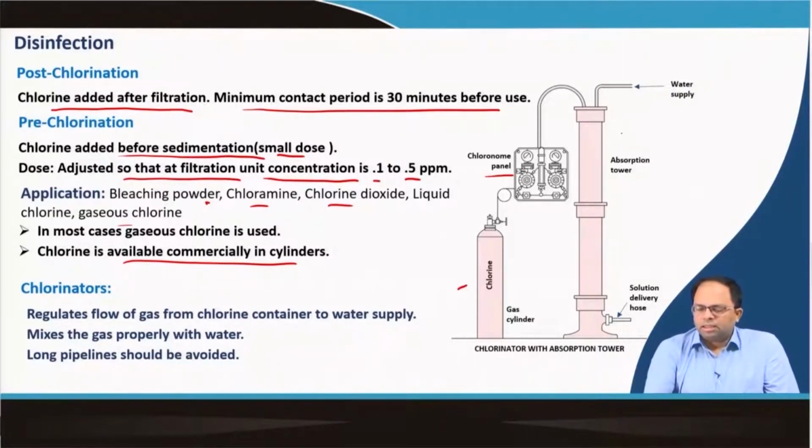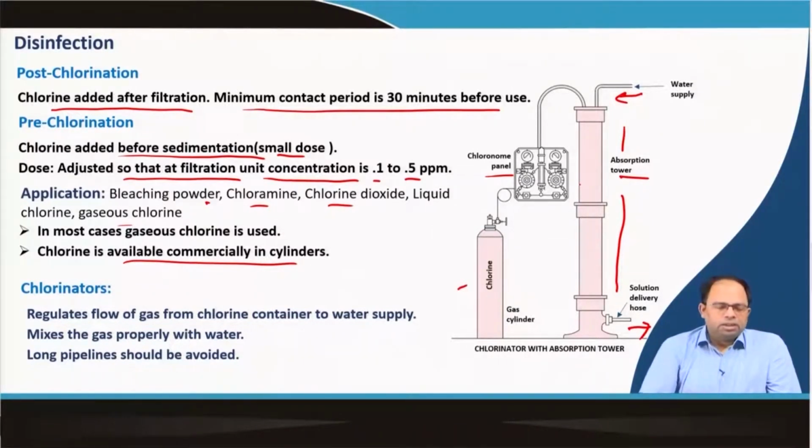So, this is the absorption tower, as you can see, and this is where the chlorine gets absorbed into the water. Water is supplied over here and the water is taken out from over here. So, that is the absorption tower through which the chlorine that is being sent from this chlorine gas cylinder goes into this particular chamber. So, this is how we mix chlorine in the water.